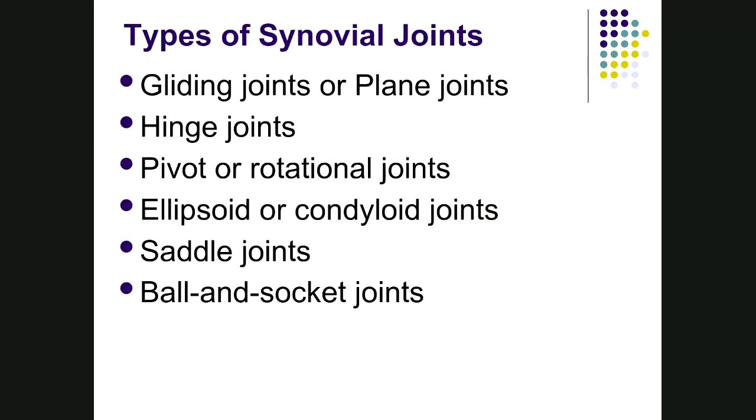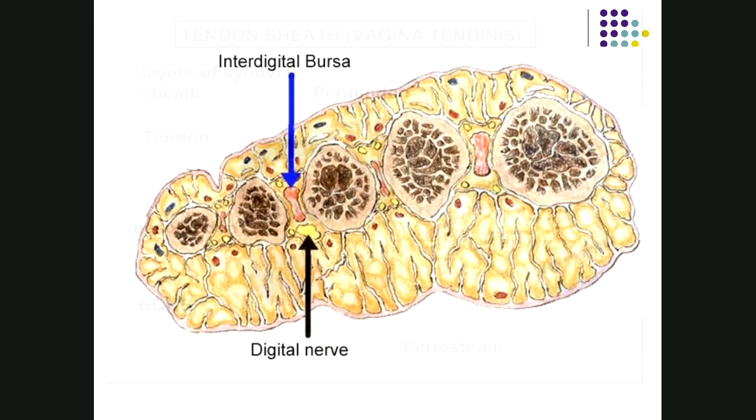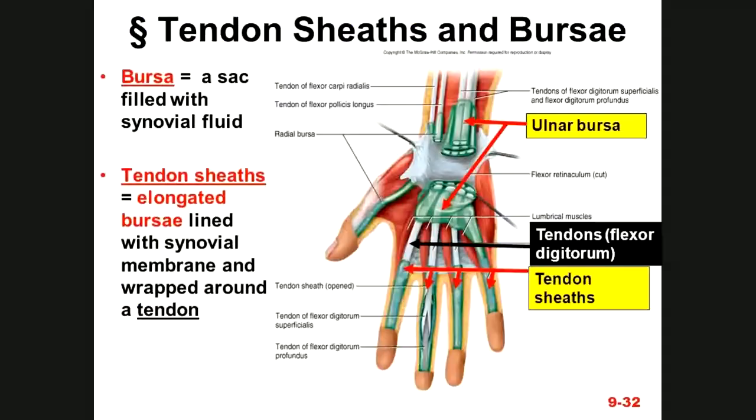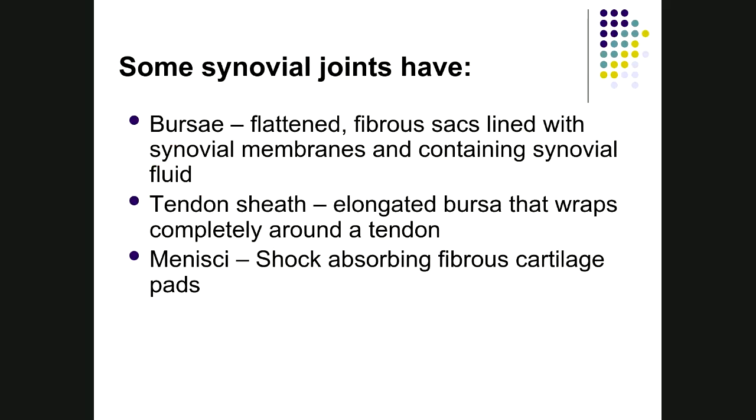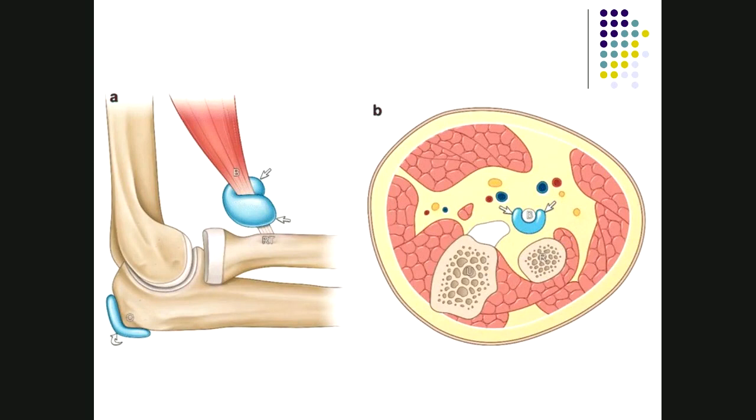So those are some things that some synovial joints have: bursae, tendon sheaths, menisci. We looked at a bursa and a tendon sheath. Remember, this is a bursa here. This is the elbow, by the way. And so you have a bursa on the tip of your elbow, and there's a tendon sheath right there.